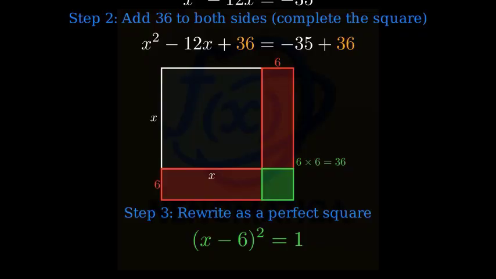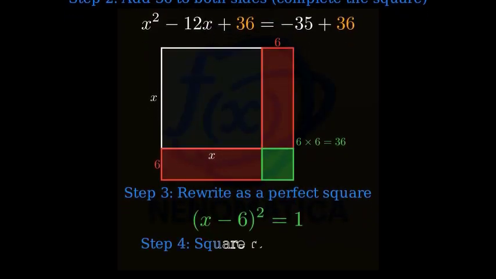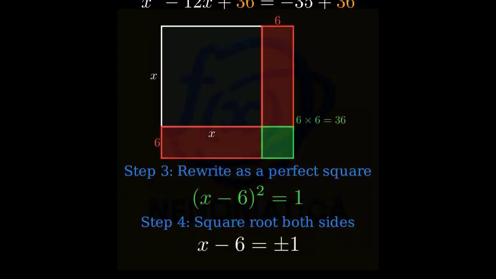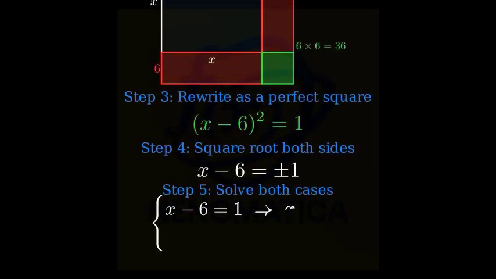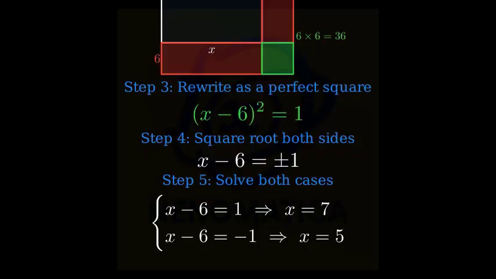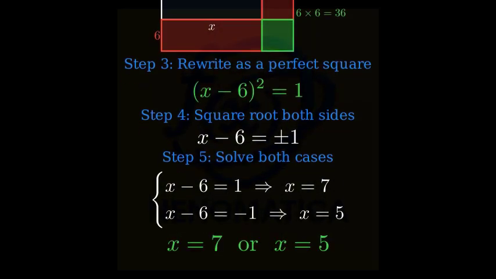Step 4. Take the square root of both sides. That gives x minus 6 equals plus or minus 1. Step 5. Solve the two simple equations. From x minus 6 equals 1 we get x equals 7. From x minus 6 equals negative 1 we get x equals 5. Therefore, the solutions are x equals 7 or x equals 5.